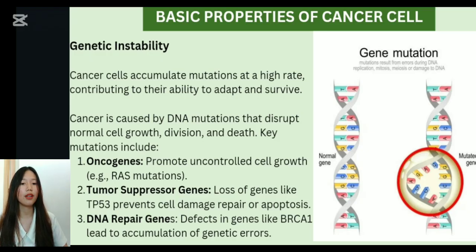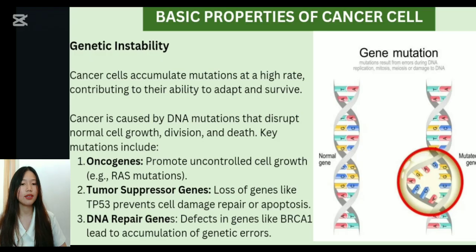Like example is due to RAS mutation, which is si RAS is kind of protein na tumutulong for cell growth and divide. Kaya kapag nag-mutate ang RAS is it can lead to oncogenes. Ayan, so magko-continuous yung cell growth niya.